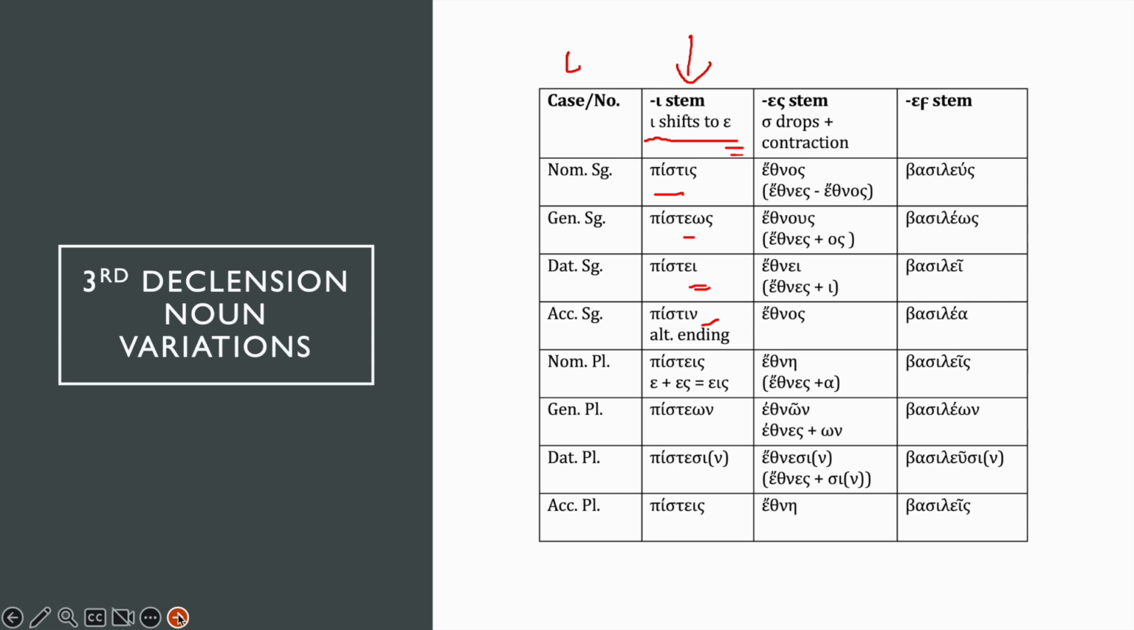The nominative plural is a case of contraction, where we see the epsilon at the end of the stem contract with the epsilon sigma to create eis, so pisteis. And then the genitive plural is pisteon. The dative plural is pistesin. And here is an unusual one. We see in the case of pistis, the accusative and the nominative are exactly the same.